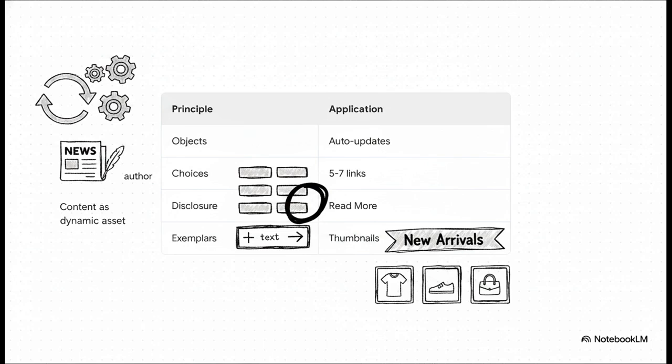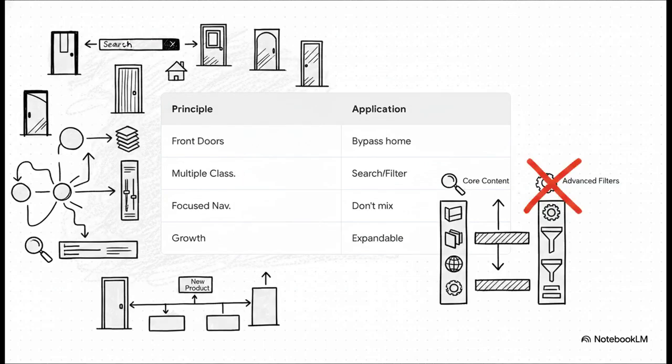And exemplars relies on things like product thumbnails to visually explain a broader category, like new arrivals. Now, another absolutely crucial principle here is front doors. You have to assume a user might bypass your homepage entirely through an organic web search, dropping straight onto a specific product checkout page. Because of this, the site must make sense from absolutely any entry point.